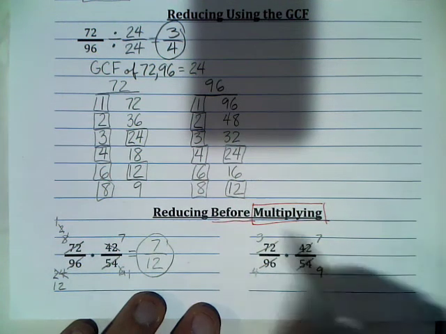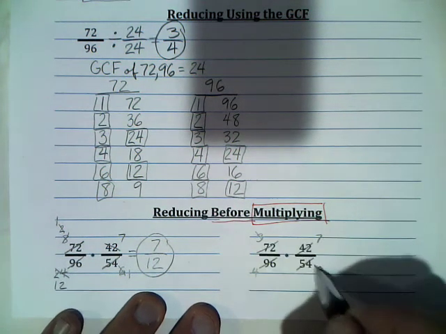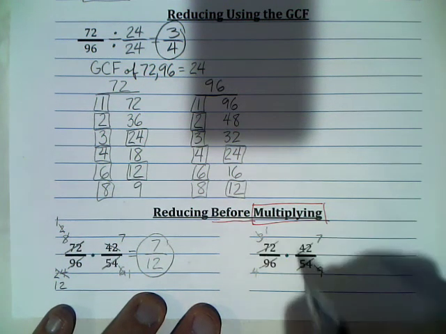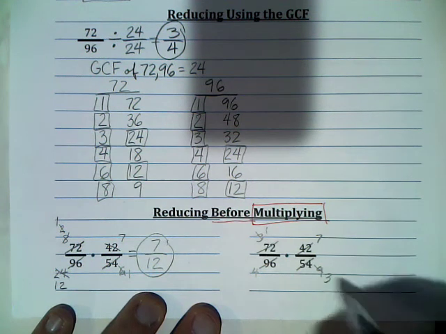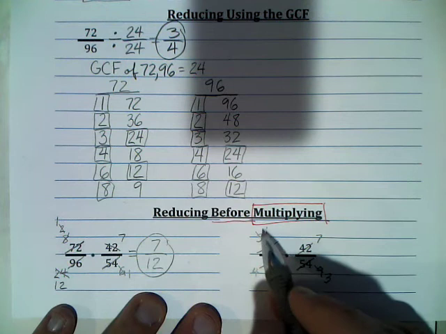So I'm looking for something on top that reduces with something on bottom. Well, obviously 3 and 9 both reduce. 3 can be divided by 3, and it goes in once. 9 divided by 3 is 3. All right, so that 1 is completely done.